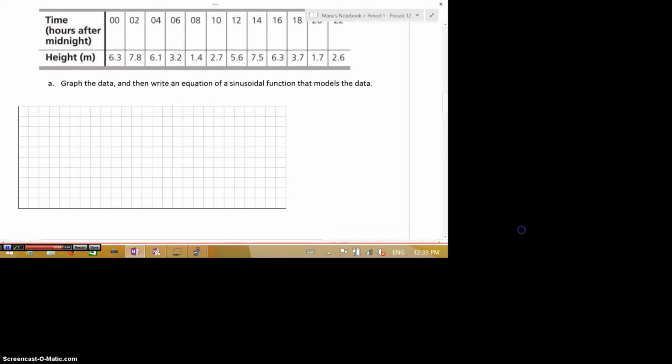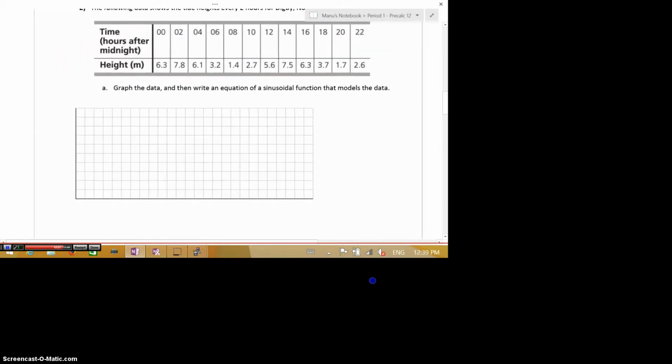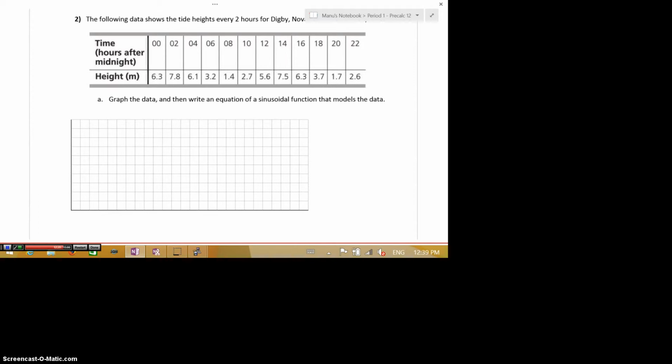The following data shows the tide heights every 2 hours for a certain location. So now we have a sinusoidal function that's going to represent time and height after that time. Height of the tide after that time. So we have to first go ahead and graph this data and see what kind of equation model we come up with. So time is our independent variable. It's going to go at the bottom over here in hours, hours after midnight, and the y values are going to be represented by height, which is going to be in meters.